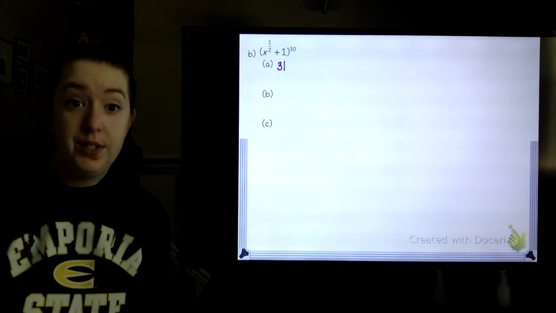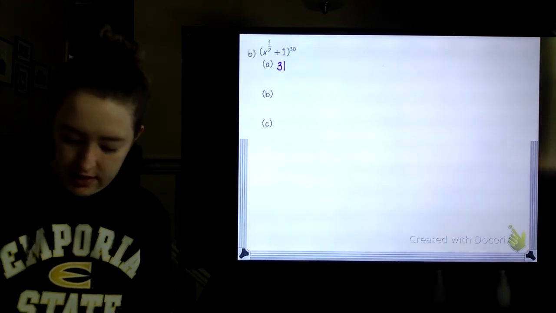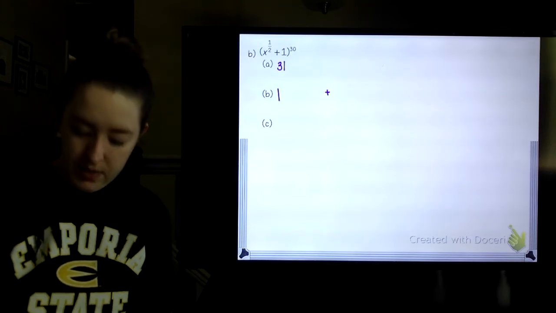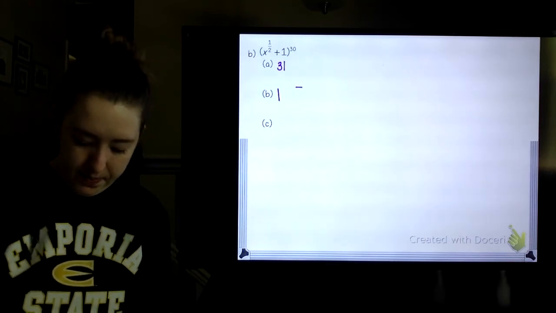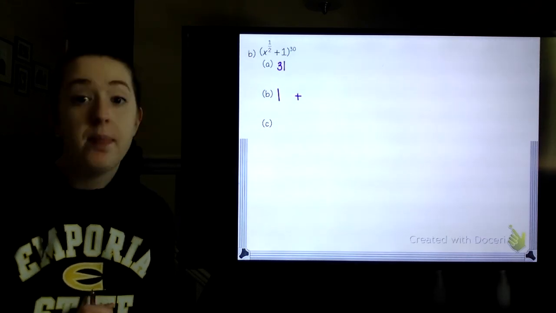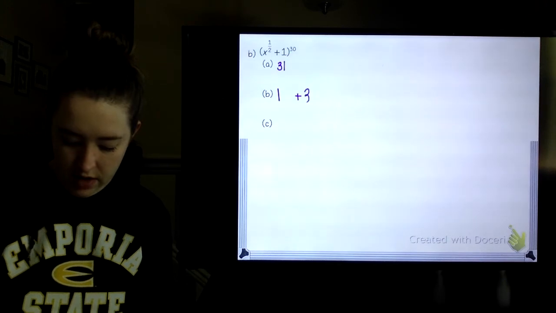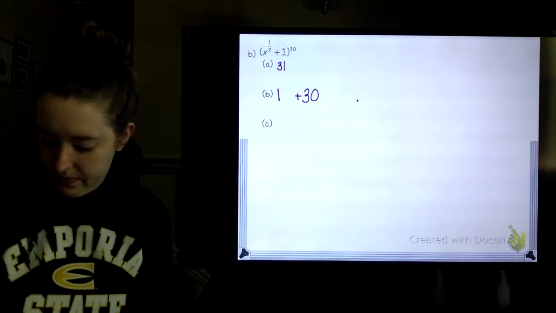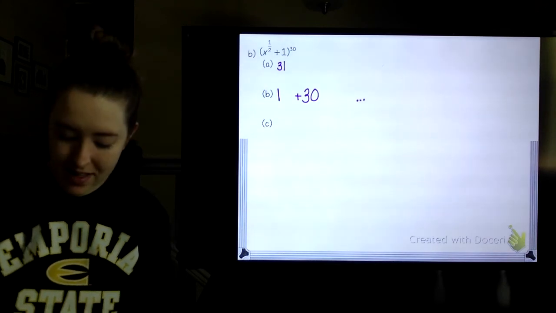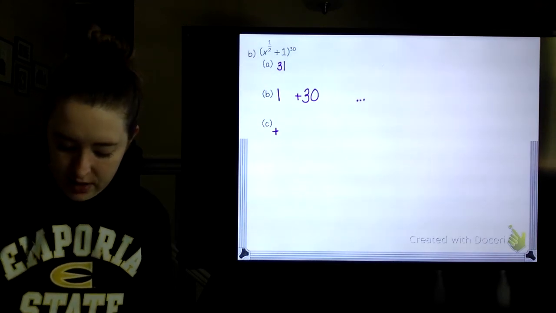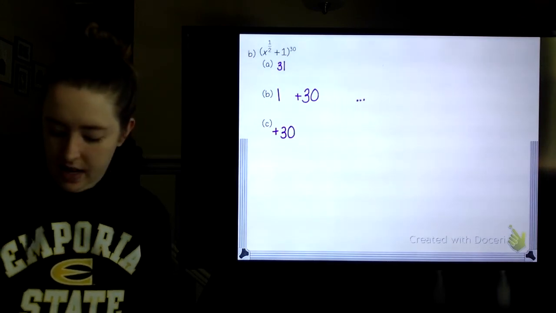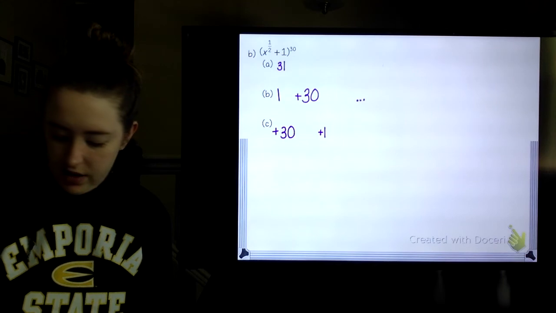Then we need our first two terms. So my coefficients are 1. And then my second term's coefficient is going to be the power on my binomial. So that was 30. My last two terms, the second from last term, is going to have the power of my binomial. And my last term always starts with a 1.